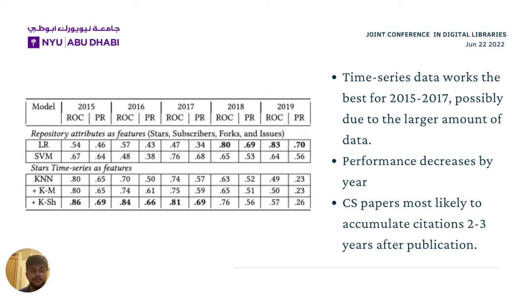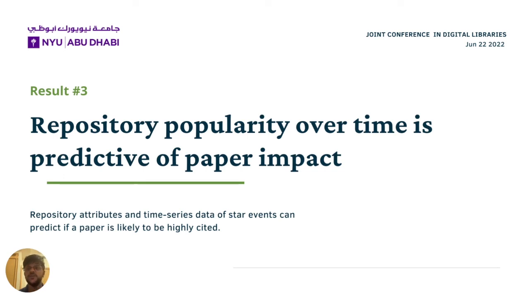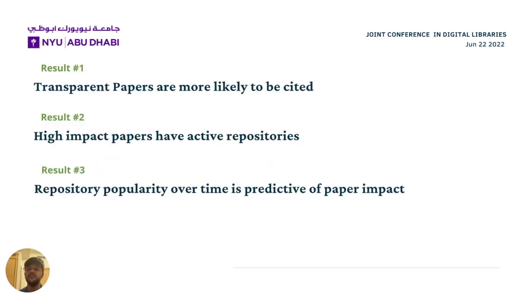This is most likely because of the fact that time series get shorter as time moves on, so there's less data in them, so their predictions are less reliable just because they have less data in them. But logistic regression seems to do a good job in separating between highly and lowly cited papers in 2018 and 2019. So we reached our third result, which is that by using a combination of repository attributes and time series data, we can predict if a paper is highly or lowly cited. This is the end of our presentation.